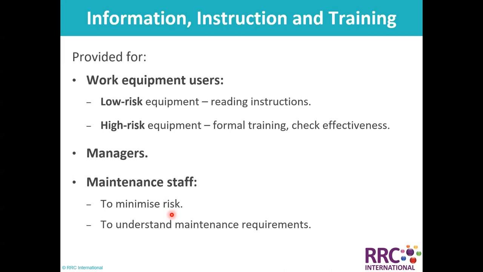Next, if we talk about information, instruction and training, it should be provided for work equipment users. For example, for low risk equipment, only instructions are required, that is enough. But in case we have high risk equipment, then proper formal training is required, and effectiveness should be checked and monitored continuously or regularly. Then managers should be given information, instruction, training and supervision, because they are the ones who have to manage the equipment users.